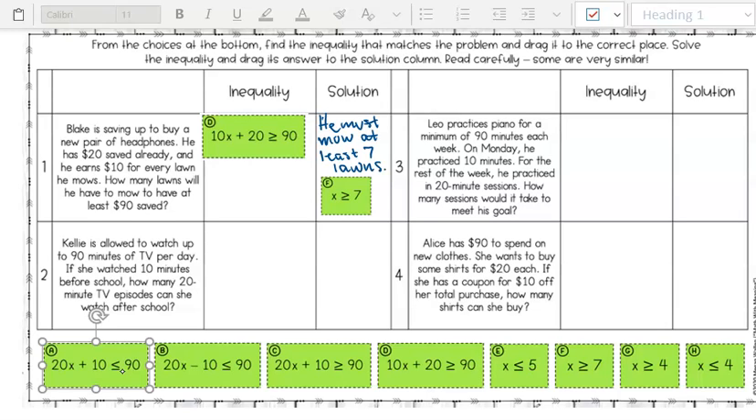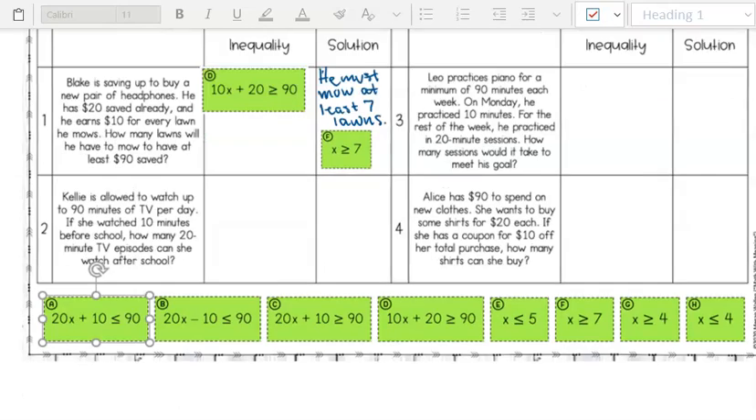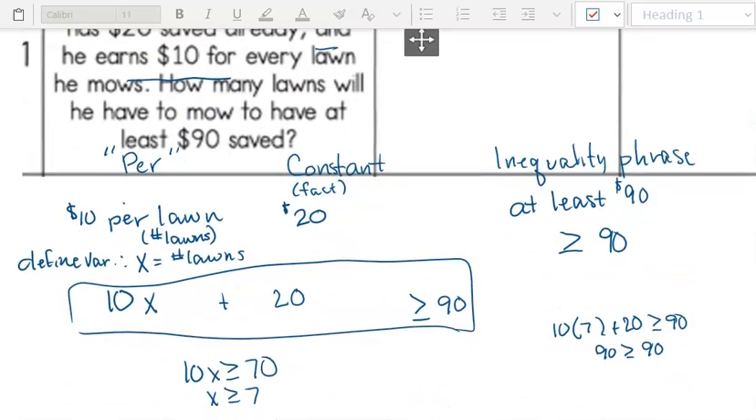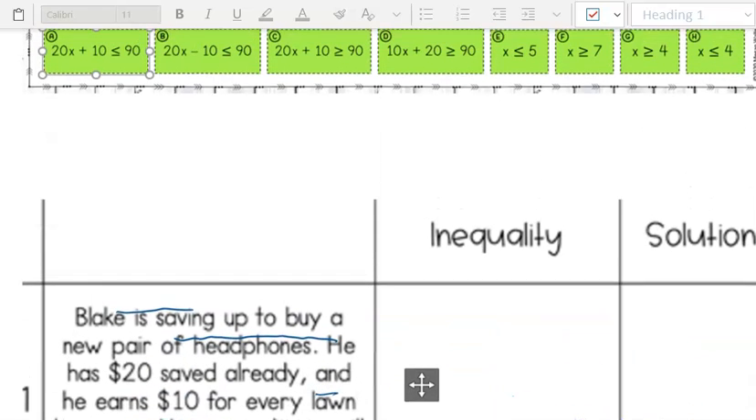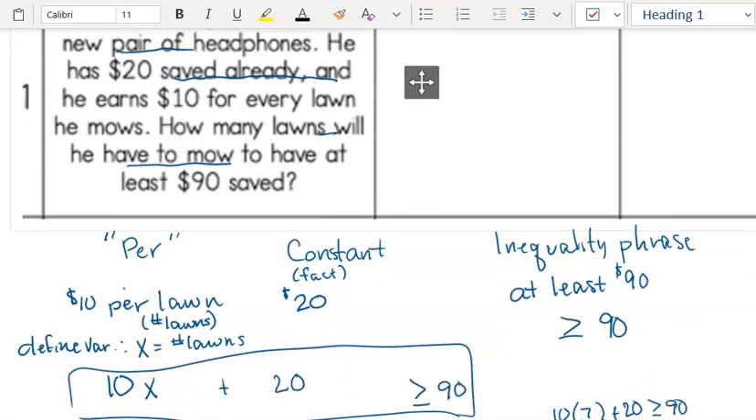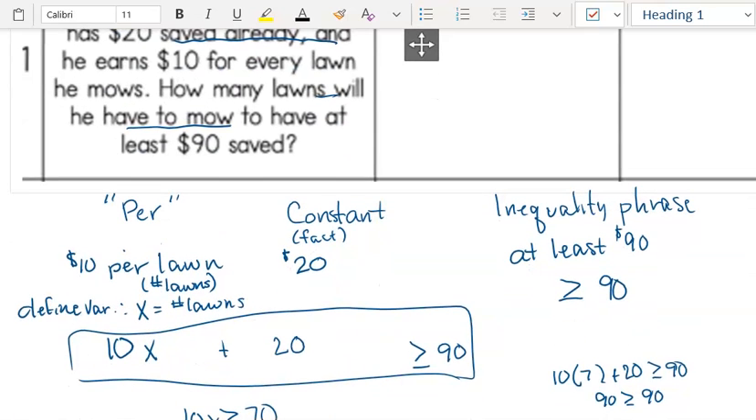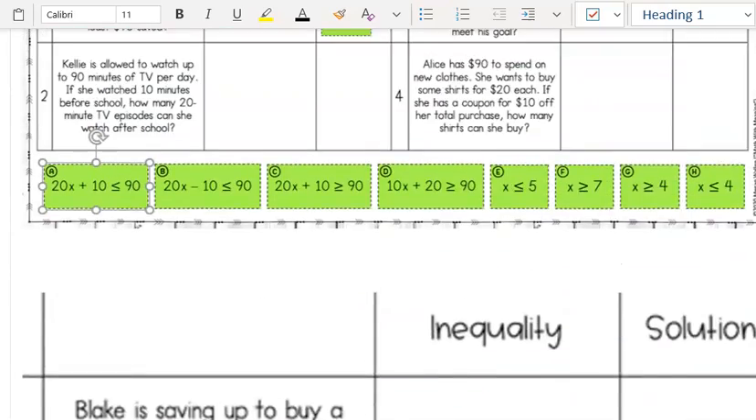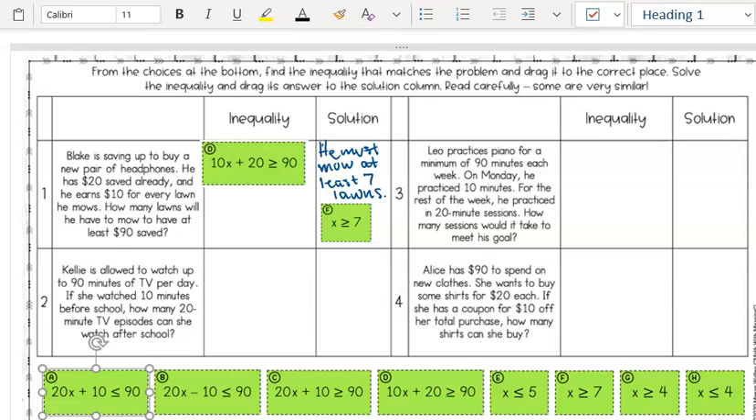Okay, so just to recap, find each of the inequality phrases in the words. Let me clean this up a little bit. Okay, find your per phrase, find the constant, find the inequality phrase, create an inequality, solve it, and then match your choices. Do this within the PowerPoint.